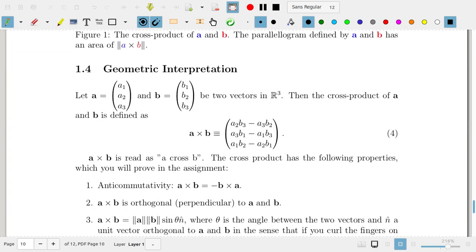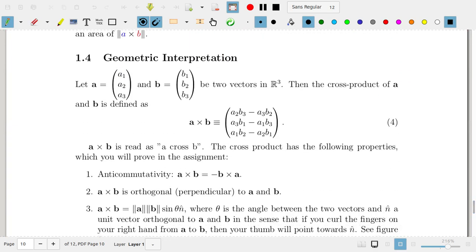Okay, now let's look at a geometric interpretation of what determinants are. So let A and V be two vectors in R3, right? So the cross product of A and V is defined as A cross V is A2V3 minus A3V2, A3V1 minus A1V3, A1V2 minus A2V1. Now this cross product is also a vector. Right, this is also known as a vector product.